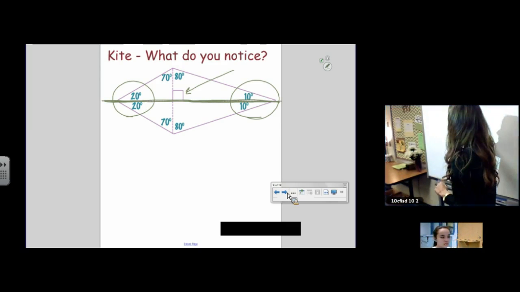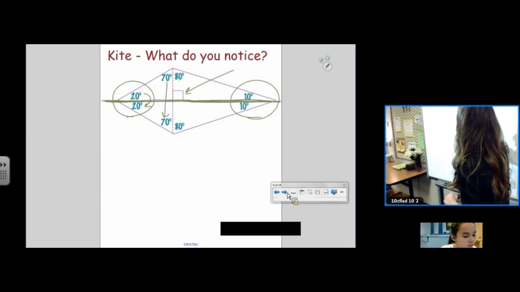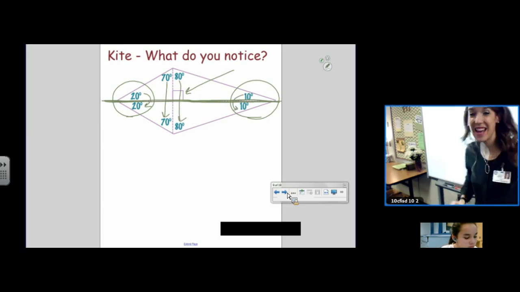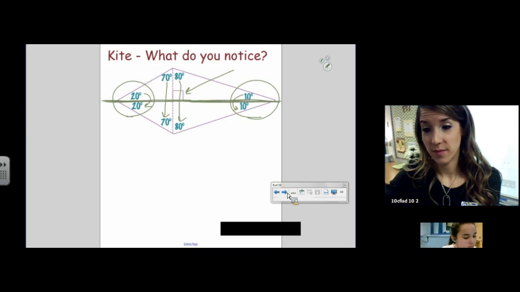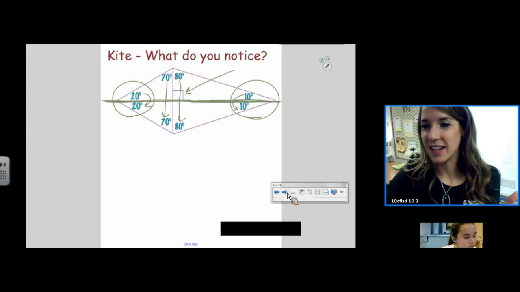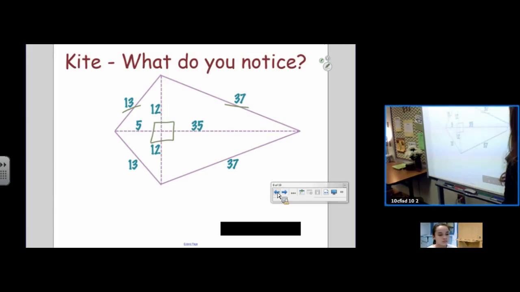Look, 20 looks in the mirror and sees 20. 70 looks in the mirror and sees 70. 80 sees 80. 10 sees 10. What is something called when it acts as a mirror? Symmetrical. Very good. So did that work in this kite as well?